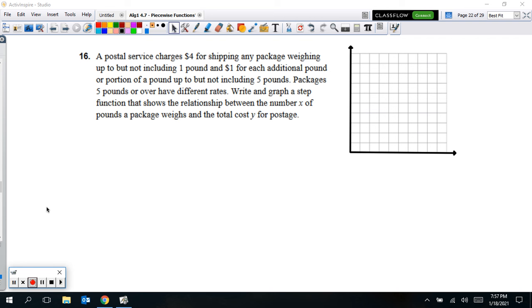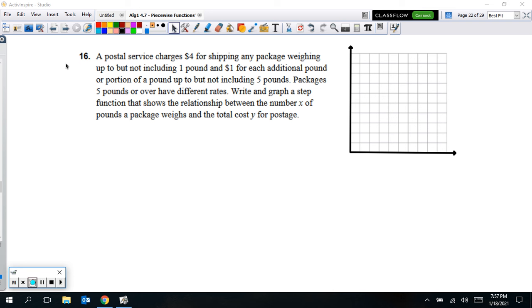So we have a kind of a word problem given to us, and we're going to be writing and graphing a step function here, it says. You can see that's what it says right here in the middle. But let's go ahead and read this. It says a postage service charges $4 for shipping any package weighing up to, but not including, 1 pound, and $1 for each additional pound or portion of a pound up to, but not including, 5 pounds. Packages 5 pounds or over have different rates.